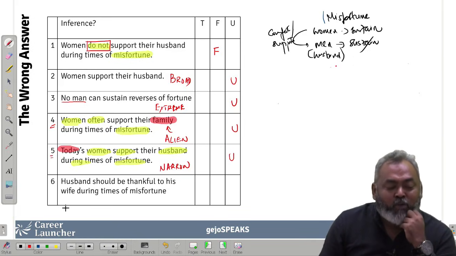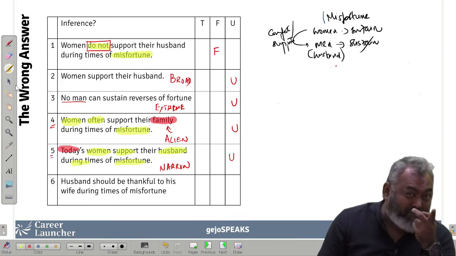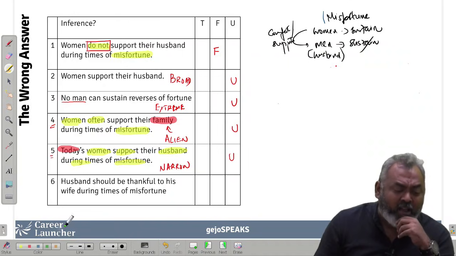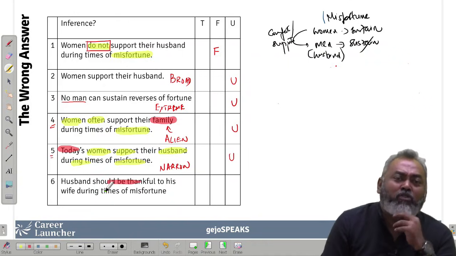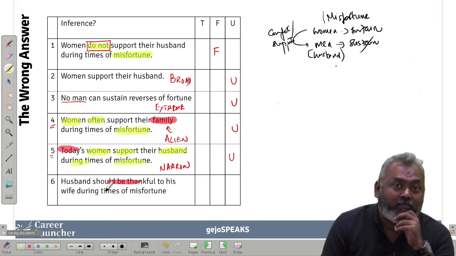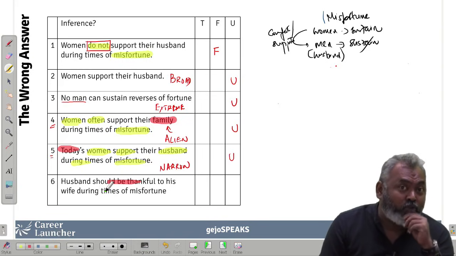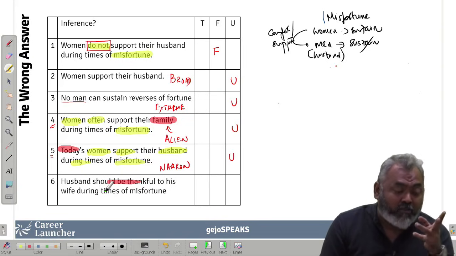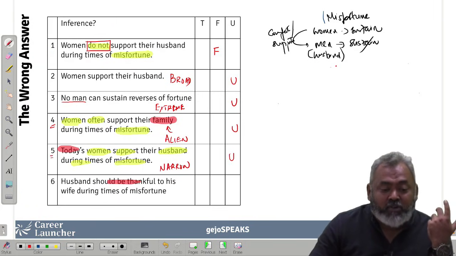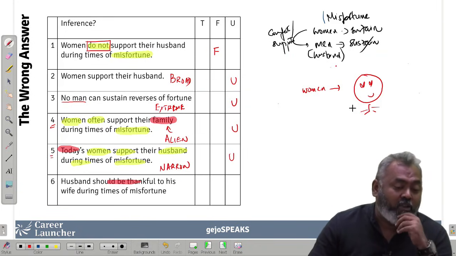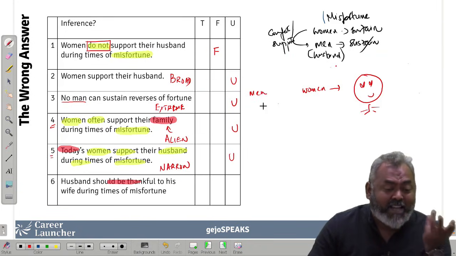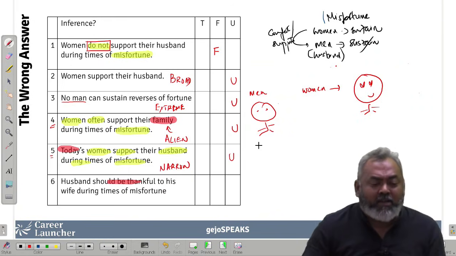Husband should be thankful to his wife during times of misfortune. And you might be feeling that he should be thankful. The author has not said what the husband should or should not do. If you actually think about the author's attitude towards women in this passage, it's positive, right? You can probably think of an emoji which says that he's pretty positive. That's what his attitude was. The author's attitude towards men is actually pretty neutral.